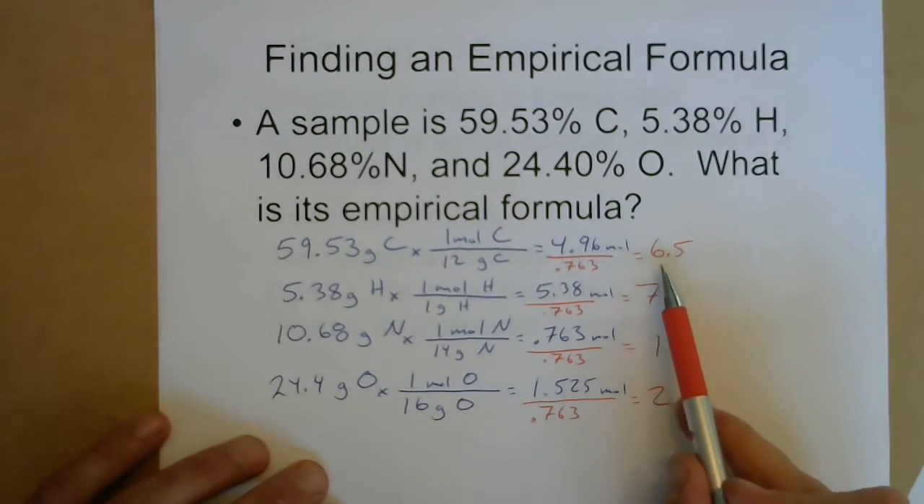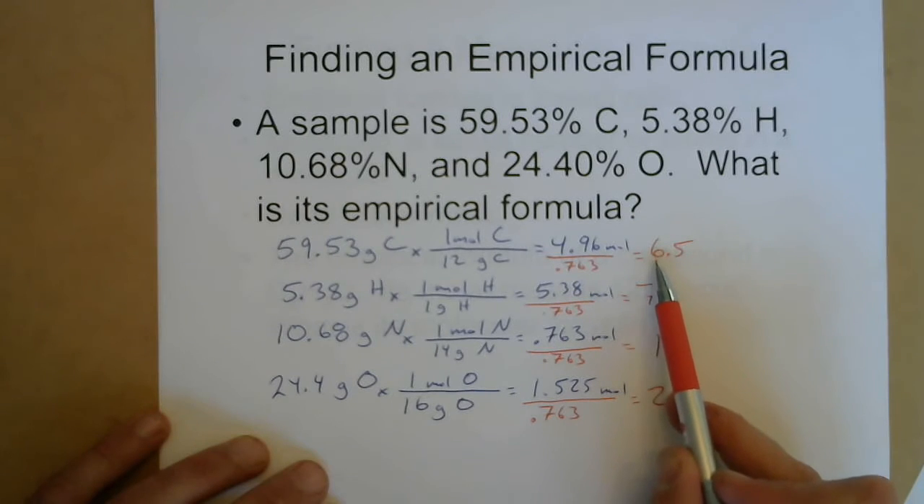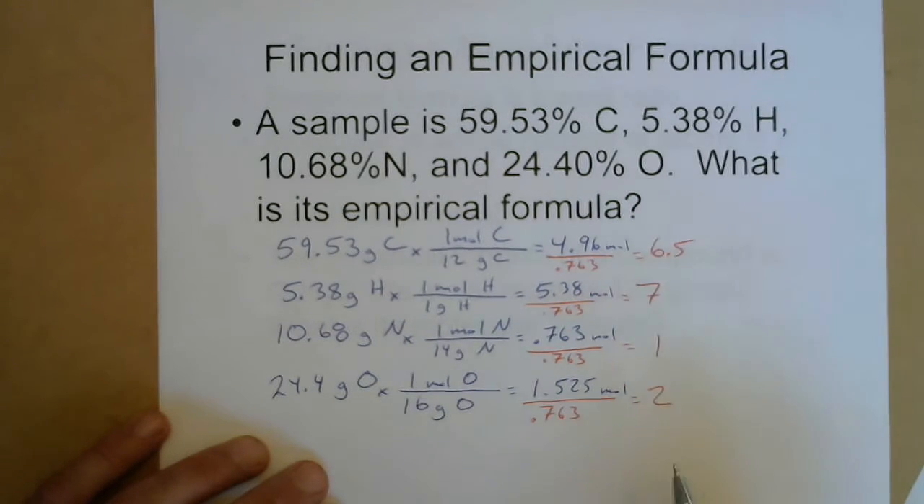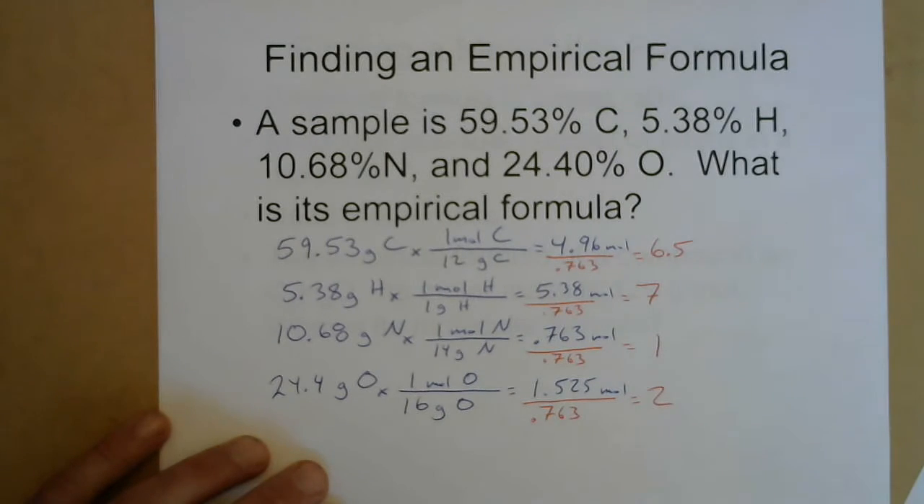So if it comes out really close to a whole number, if it was like 6.99, we could round up to 7. Or if it was 6.01, we'd round down to 6. But if it comes out to be 6.5, we probably don't want to round down or up. But we want to keep the ratio the same and get these all to become whole numbers.